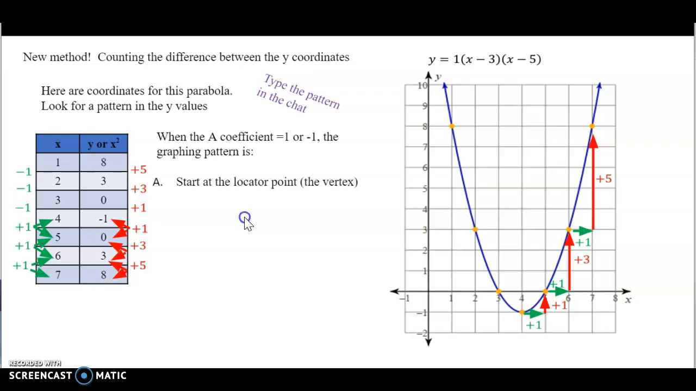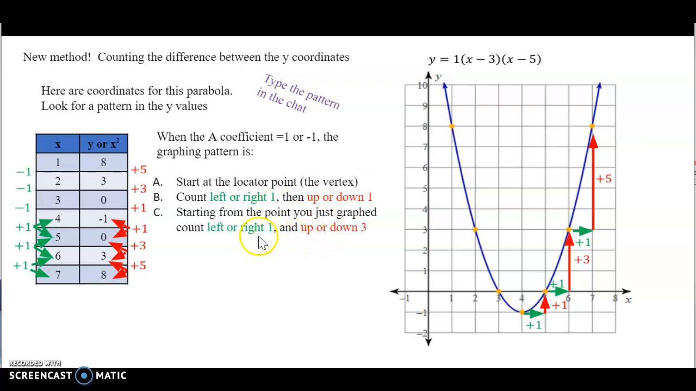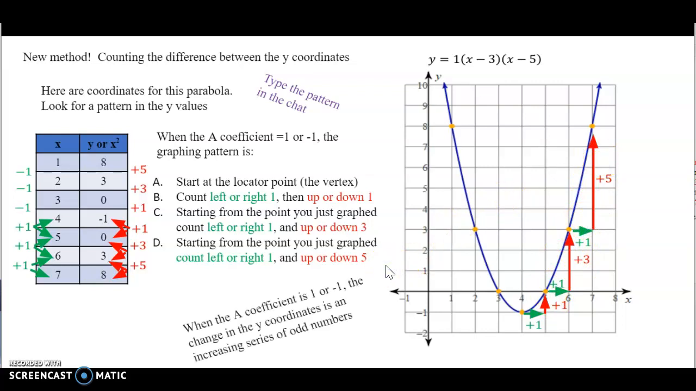So you start at the locator point, which is the vertex, and then count left to right by 1, and then up or down by 1. The next will be count left to right by 1, and then up or down by 3 this time. And the next will be left and right by 1, but up and down by 5. So we keep increasing. It's just odd numbers increasing up. Okay?